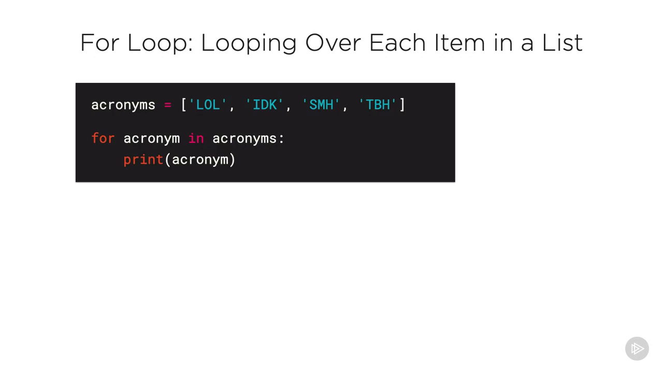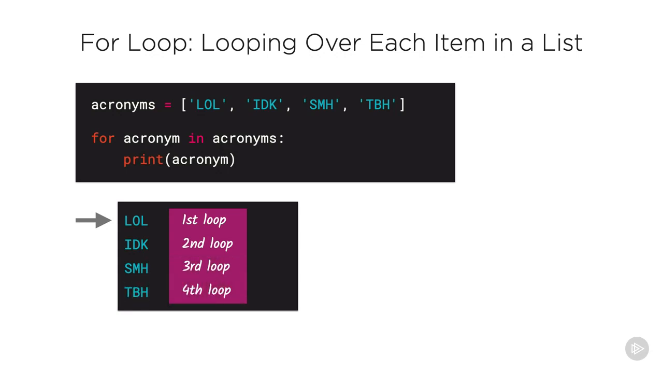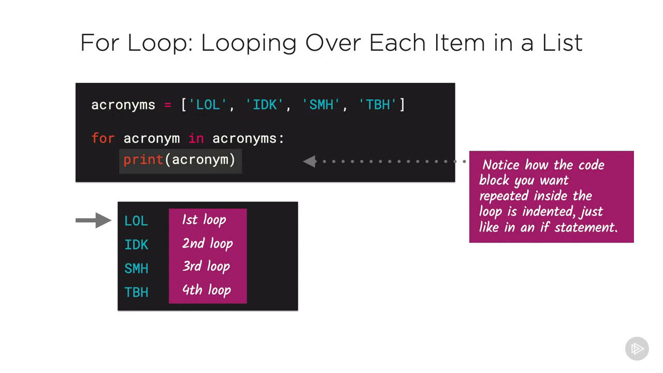Then if we run this code, we see LOL printed for the first loop, IDK printed for the second loop, SMH printed for the third loop, and TBH printed for the fourth. Notice how the code block you want repeated inside of the loop is indented, just like in an if statement. Now that we know how to use lists and for loops, let's take what we've learned and code an example together next.